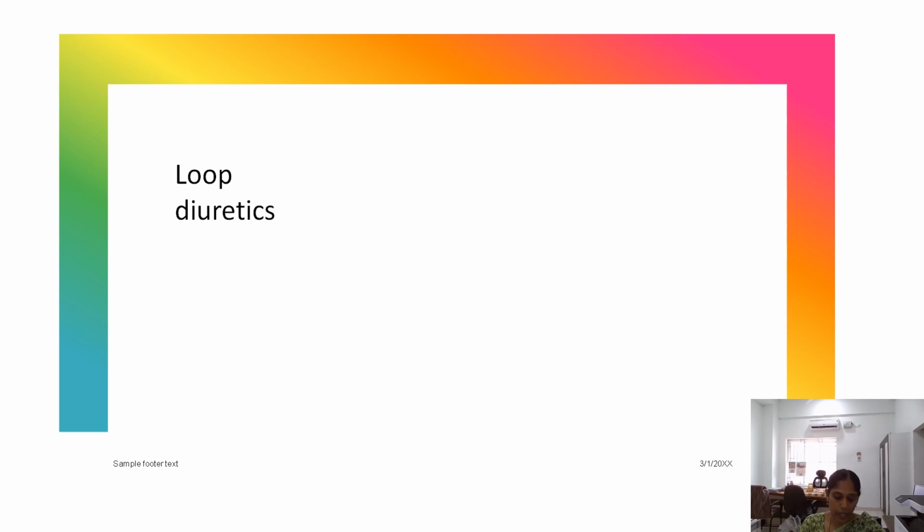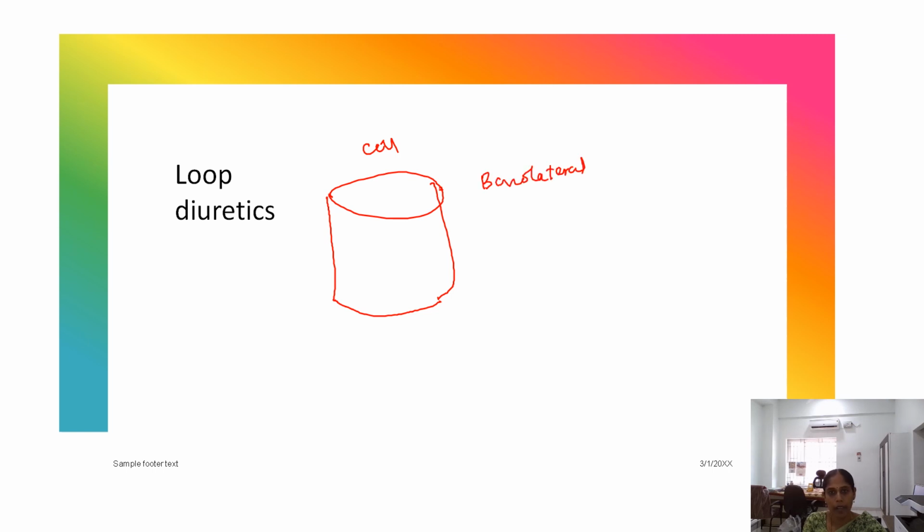So how do these loop diuretics act? Again we can use the same teacup to explain the mechanism. Assume this is your cell and this is your basolateral membrane, and on this side you will have the luminal membrane. What is the site of action, the cell where loop diuretics will act? They will act on the thick ascending limb of the loop of Henle.